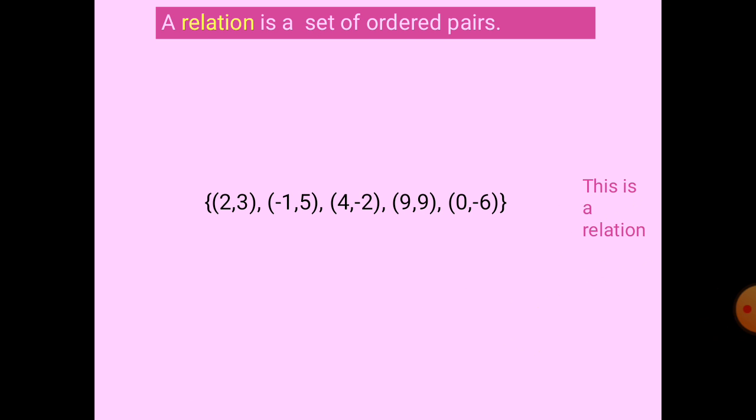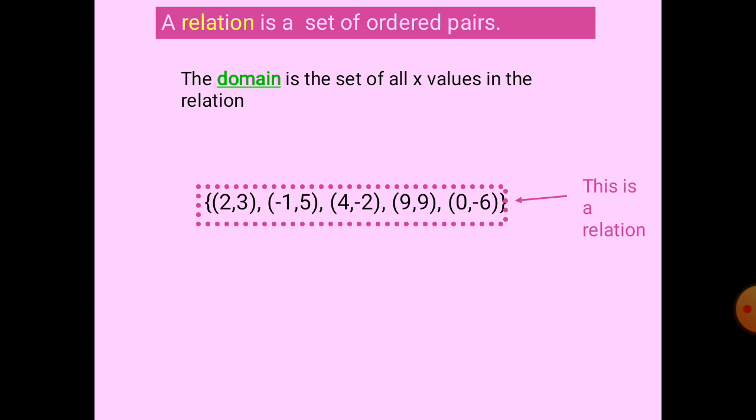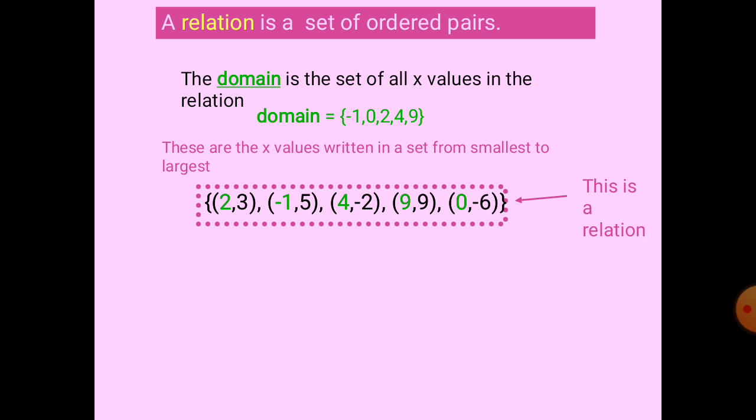So this is an example of a relation. In a relation, we have the domain. The domain is a set of all x values in the relation. So we have -1, 0, 2, 4, and 9. These are the x values written in a set from smallest to largest.